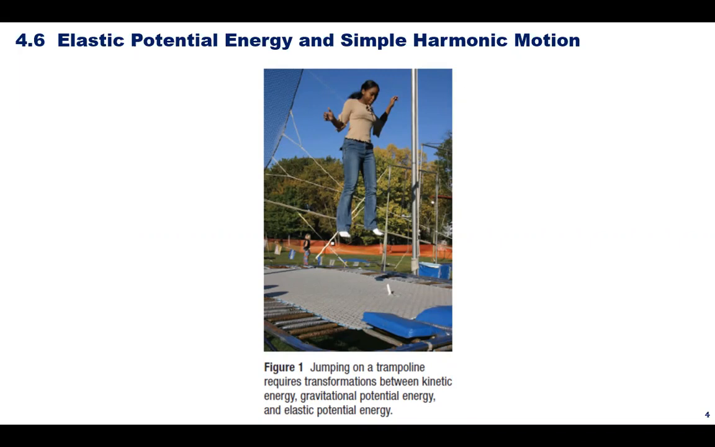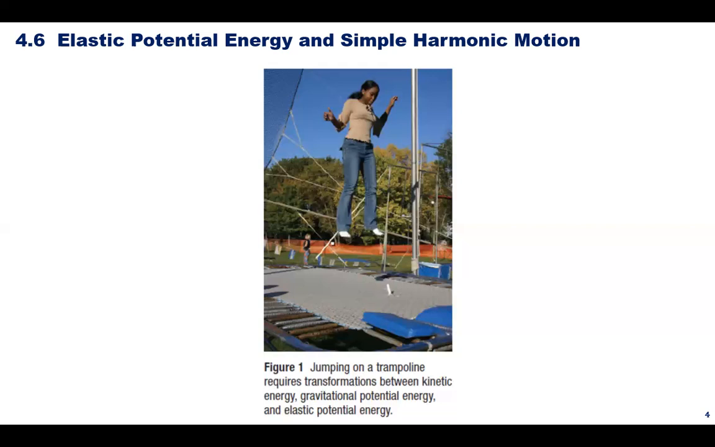So what type of energy does a student jumping on the trampoline have? You know that she has gravitational potential energy relative to the ground when she's in the air above the trampoline. She also has kinetic energy because she's moving. Does she have another type of energy?